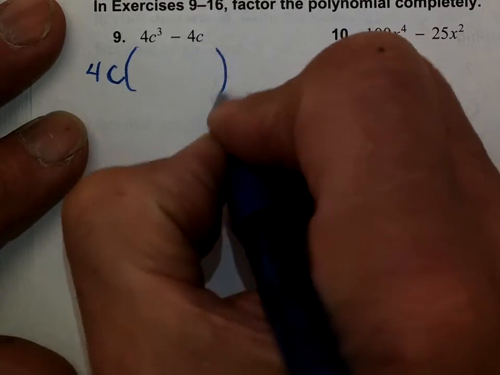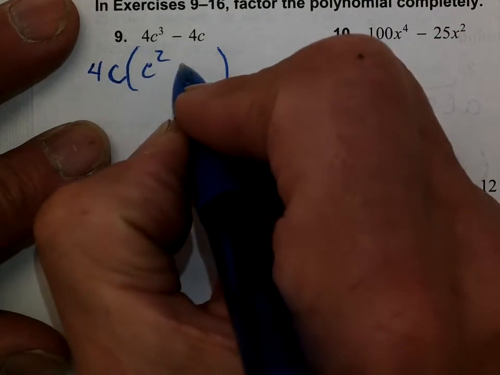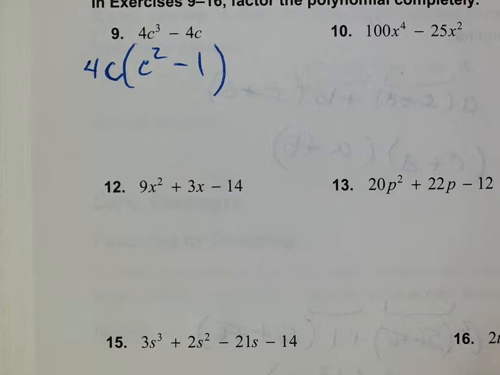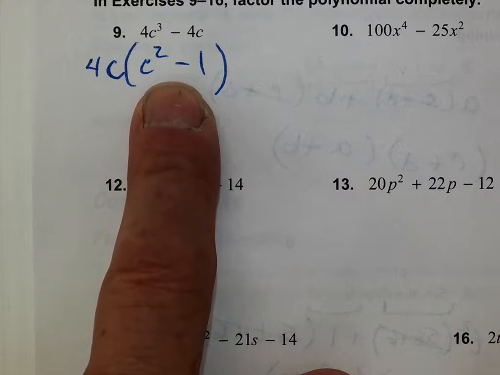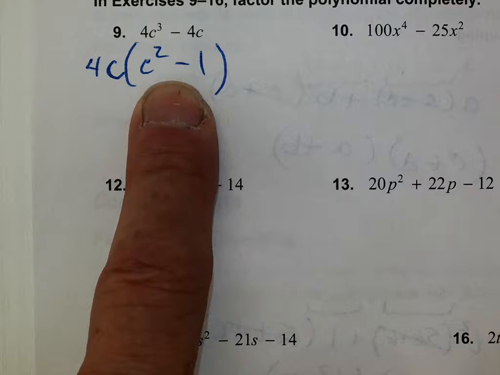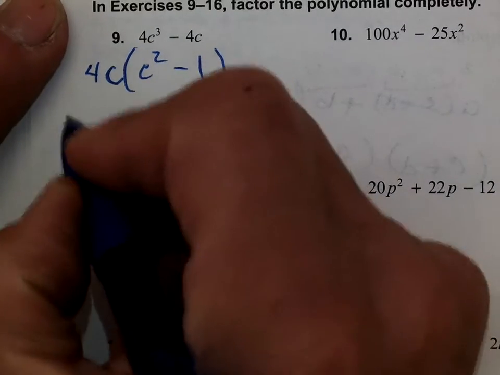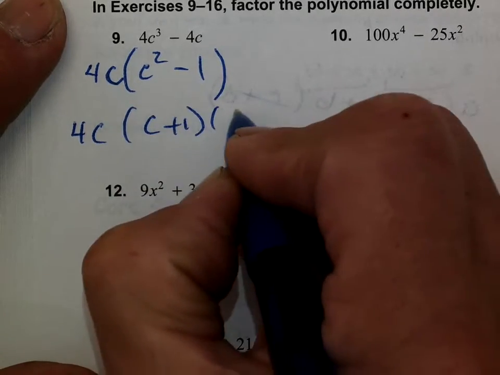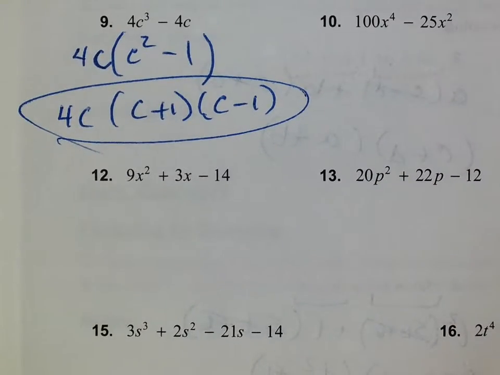So if I take out a 4C, what's left over? Right? But this can be done again. We can factor one more time. We can factor that into C plus 1, C minus 1. So 4C, C plus 1, C minus 1. That was a double factor.